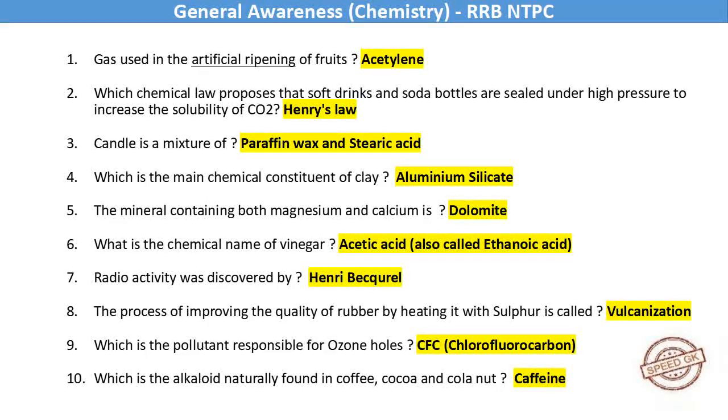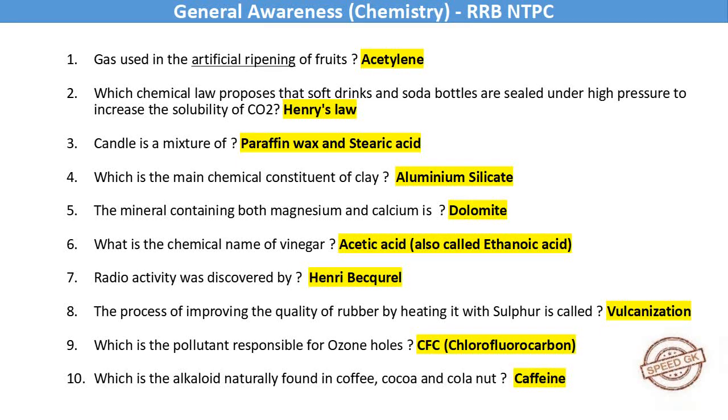Gas used in the artificial ripening of fruits. Acetylene. Which chemical law proposes that soft drinks and soda bottles are sealed under high pressure to increase the solubility of CO2? Henry's law. Candle is a mixture of paraffin wax and stearic acid. Which is the main chemical constituent of clay? Aluminium silicate. The mineral containing both magnesium and calcium is dolomite. What is the chemical name of vinegar? Acetic acid, also called ethanoic acid.